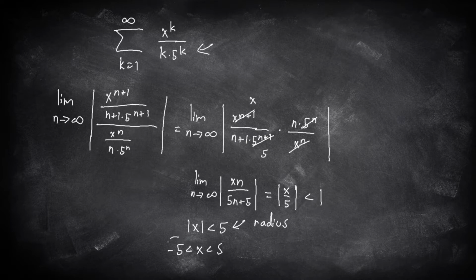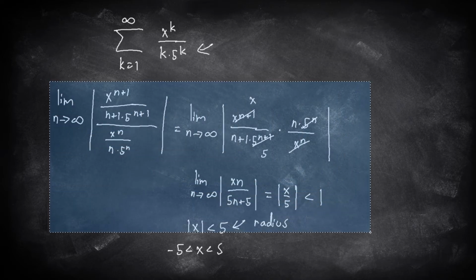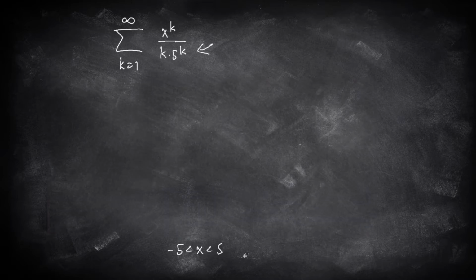Now, the only thing we're missing are the endpoints. So we need to check -5 and 5 and see which ones work. Sometimes they both work, sometimes they both can't, sometimes only one of them works. So we always have to check. So plug in -5.